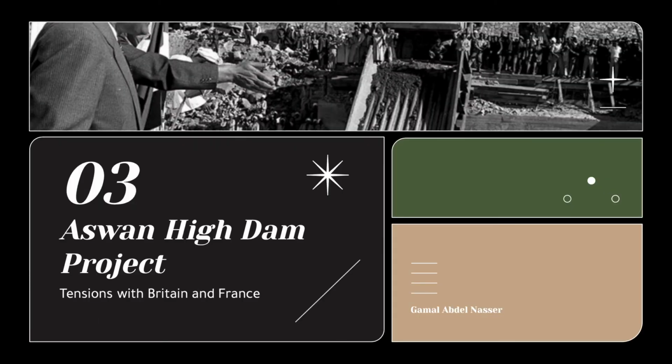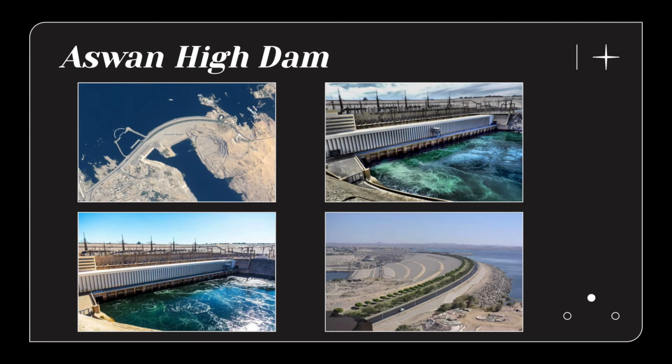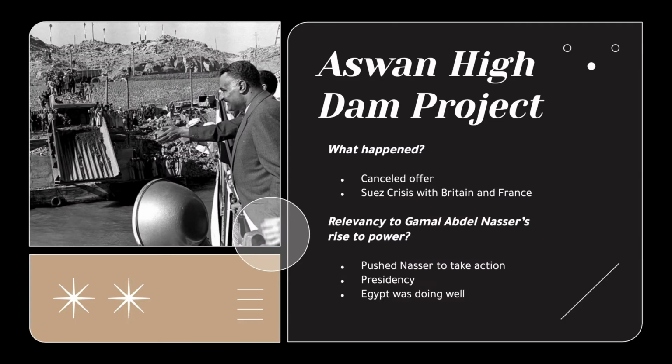Moving on to the next artifact, we have the Aswan High Dam project. Tensions rose with Britain and France at the time. In the next slide, I included a few pictures of the Aswan High Dam today. Okay, so here we have a picture of Nasser looking at the dam.